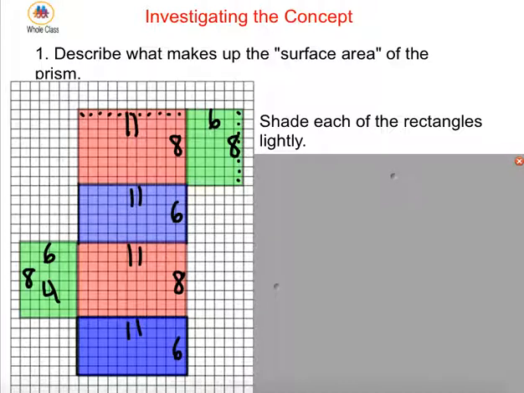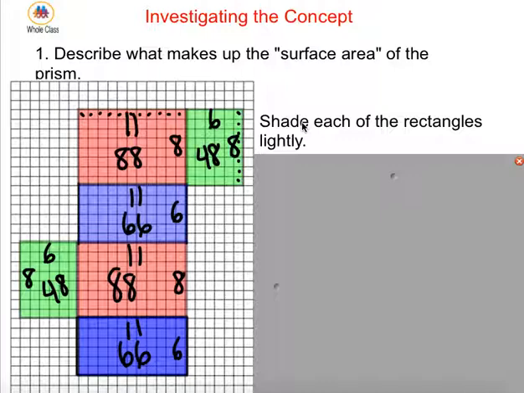So we could say this is 48 and 48. We could say 88, 88, 66, and 66. And the question is, so we have all of these different dimensions, what do we do with them to get our final surface area? Well, we add them all together. And when we do that, we get 404.